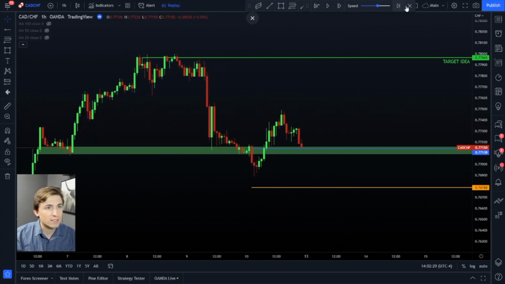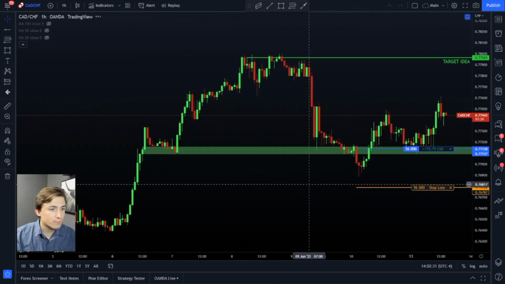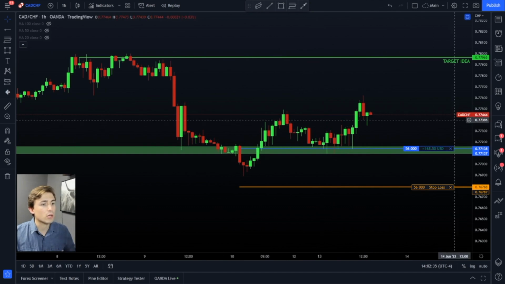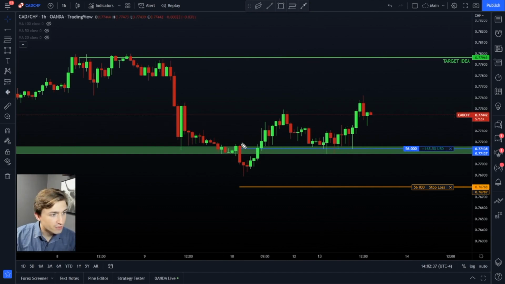And now if we exit the replay function here, this is my actual trade that I'm in right now. So I've got 56,000 units open long, and you can see that I survived a false breakout. Price tried to go lower, tried to go underneath that supportive level, and sure enough, we actually rallied just after coming underneath. So perhaps if my stop loss was too tight, I would have gotten stopped out preemptively and the market would have gone on without me.